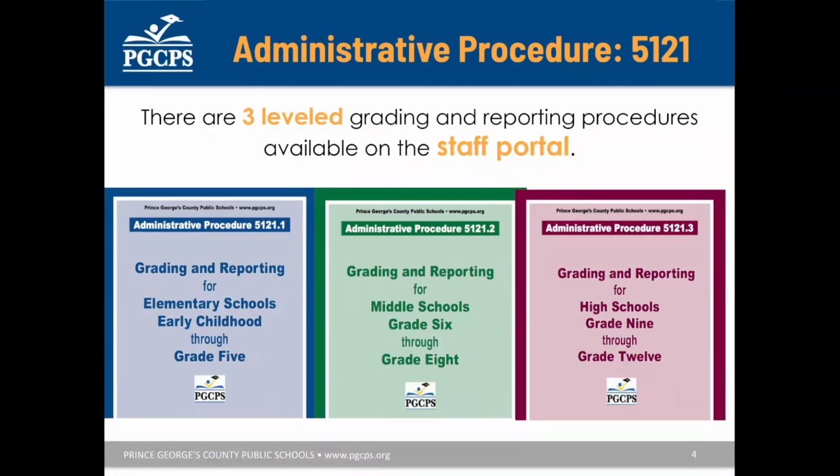To find Administrative Procedure, or AP 5121, please search Administrative Procedures on the PGCPS website and navigate to the level that matches your building, elementary, middle, or high. Then review the entire AP as a refresher or an introduction to PGCPS grading practices. Each AP outlines the specific procedure for each specific grade band.